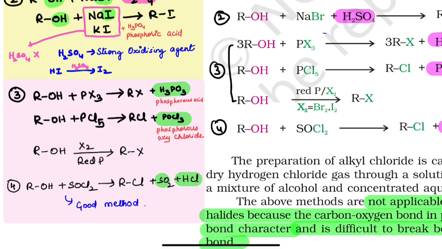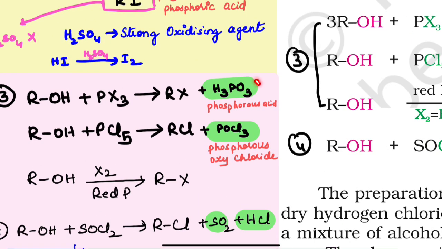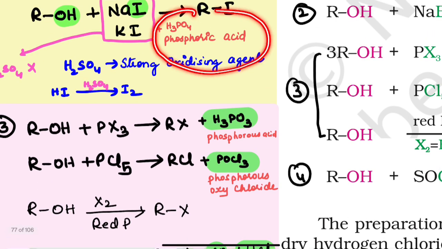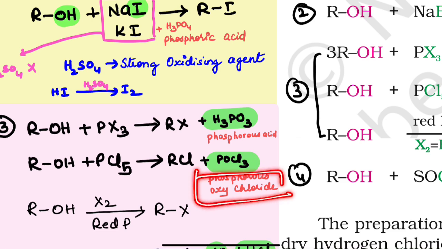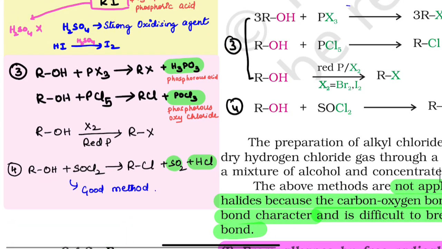All these are major products, but what is important here are these two byproducts. This is what is asked in the NEET examination. What is the byproduct formed when you are using PX3? Make a note of it: H3PO3, phosphorus acid, will be formed. Phosphoric acid is H3PO4; H3PO3 is phosphorus acid. In the case of PCl5, POCl3 will be formed, which is phosphorus oxychloride. This is what you have to learn, very important, which is asked in the NEET examination.